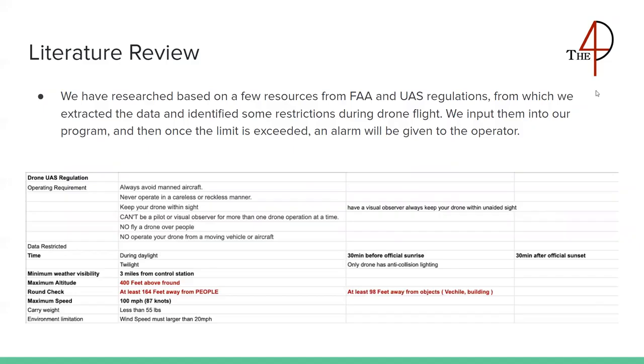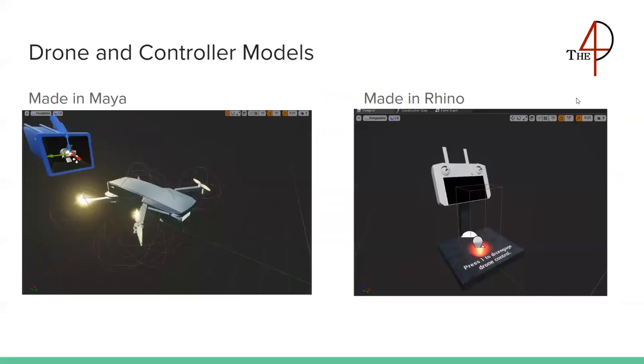Next, from the research based on FAA and UAS regulations, we extracted the data and identified some restrictions during drone flight, and then we input them into our program. After having the restrictions data including distance, time, speed, and weight, once the limit is exceeded, an alarm will be given to the operator. Now I'm going to hand it to Yuanhao to introduce the making progress of our drone and controller models. Thank you, Shuhao.